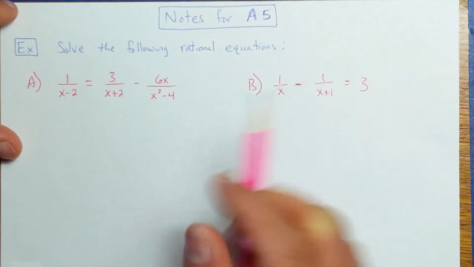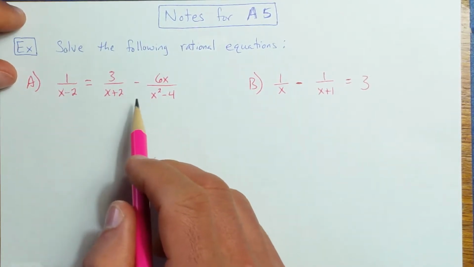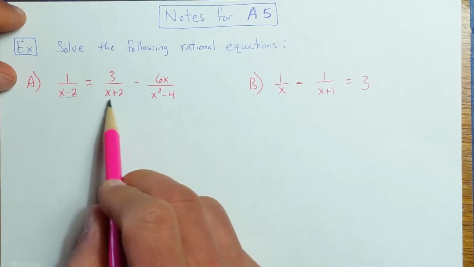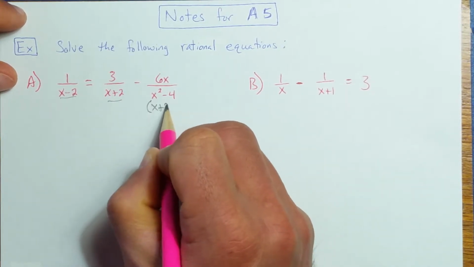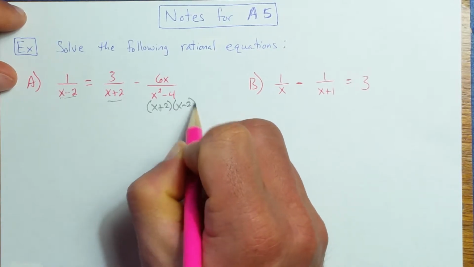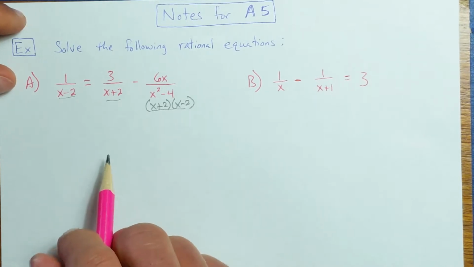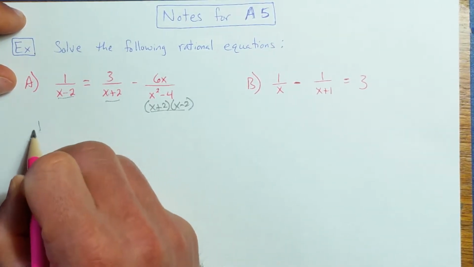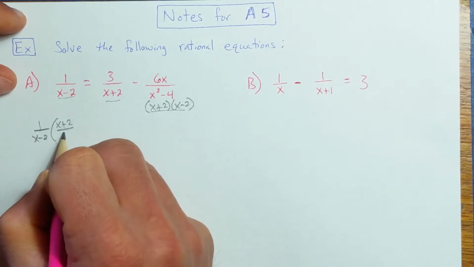Alright, so looking at letter A, I'm solving an equation where I've got variables in the denominator like we did for section 4. I need to get the least common denominator, so again, that's factored. The second denominator is factored, but the third one's not. It factors into x plus 2 and x minus 2. So the least common denominator looks like it actually is x plus 2 and x minus 2. So this first term is missing an x plus 2, so I'm going to multiply that first term by x plus 2 over x plus 2.